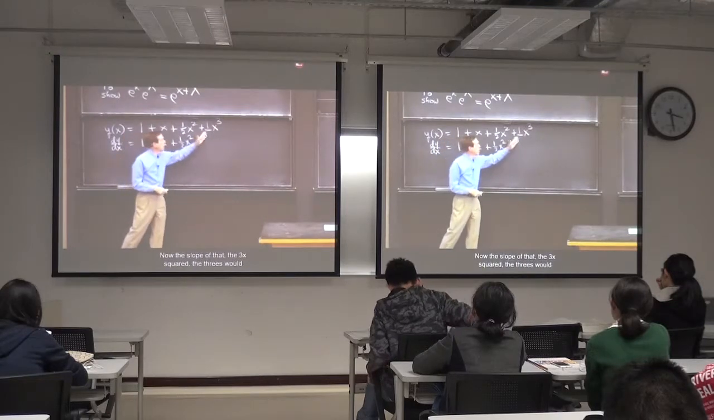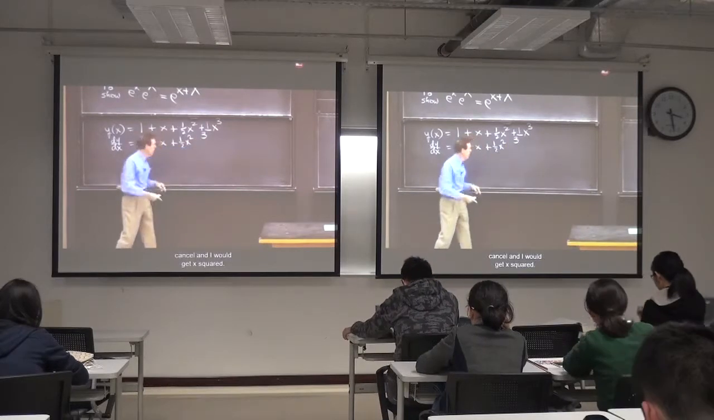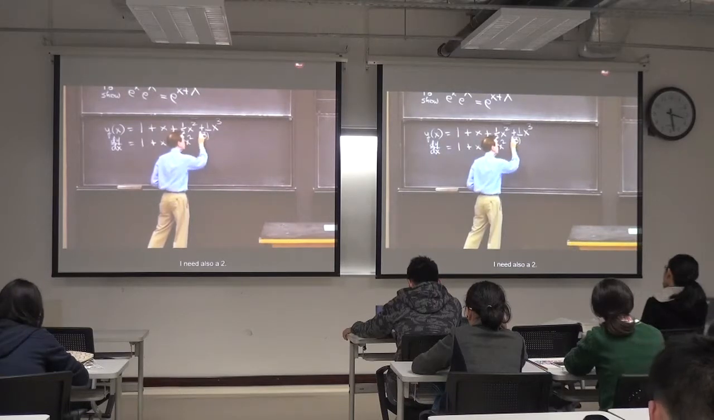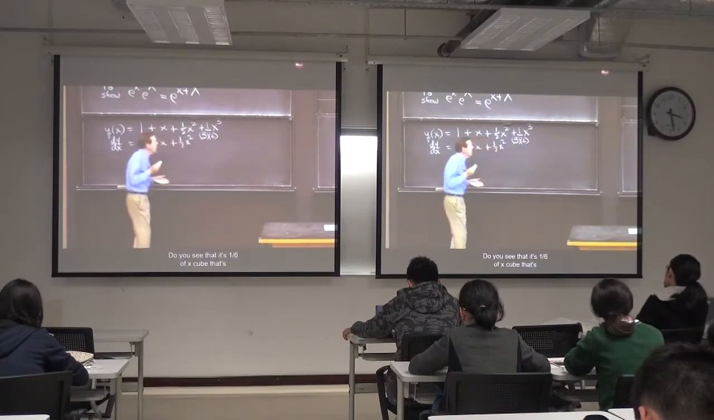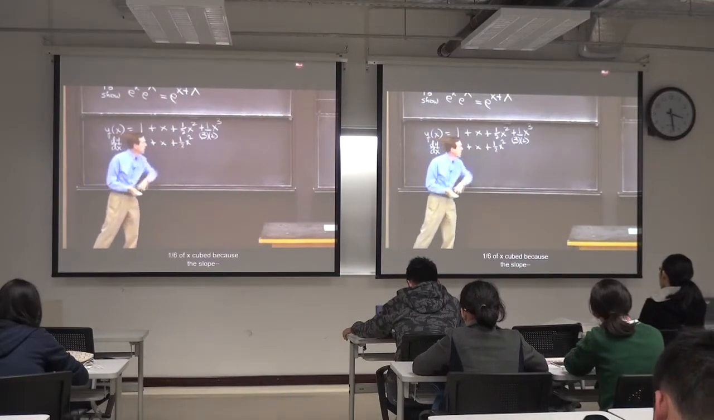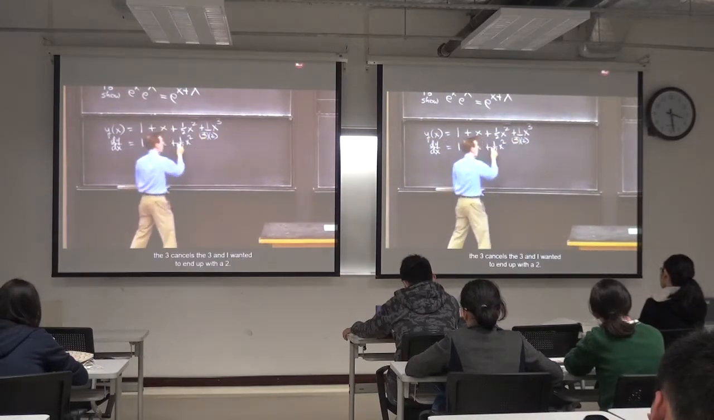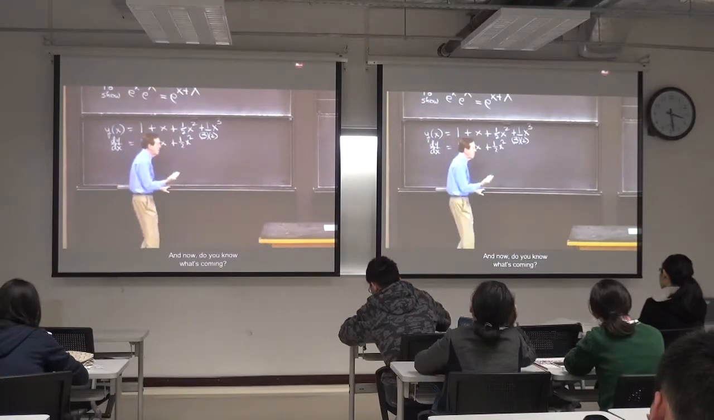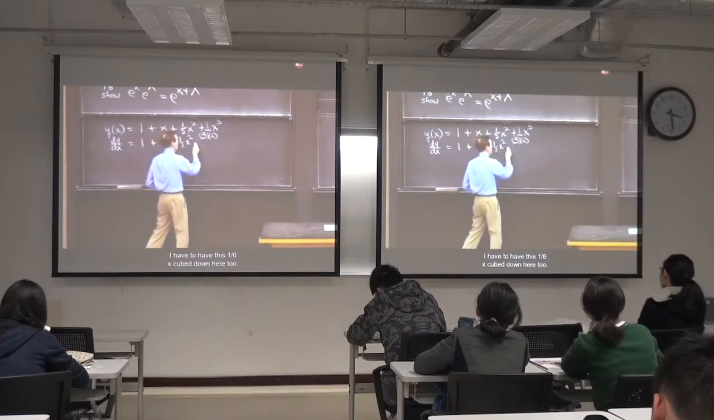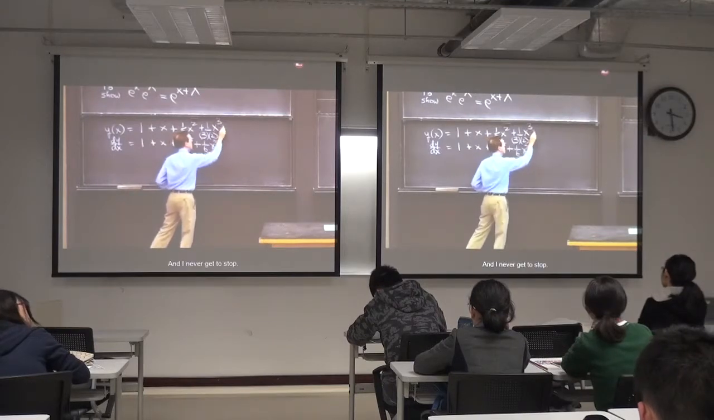Now the slope of that, the 3x squared, the 3's would cancel and I get x squared, but I'm looking for 1/2 x squared. I need also a 2. You see that it's 1/6 of x cubed that's going to do the job. 1/6 of x cubed. Because the slope, the 3 cancels the 3, and I wanted to end up with a 2. And now, you know what's coming? These are supposed to be equal. I have to have this 1/6 x cubed down here too. And I never get to stop.